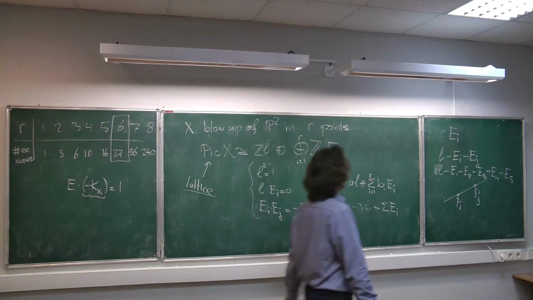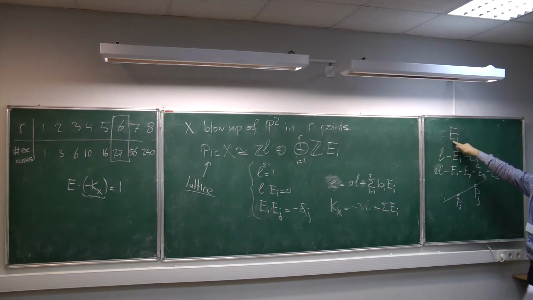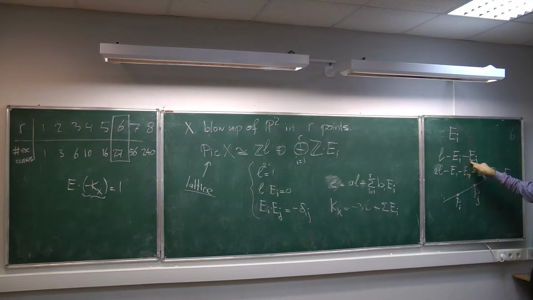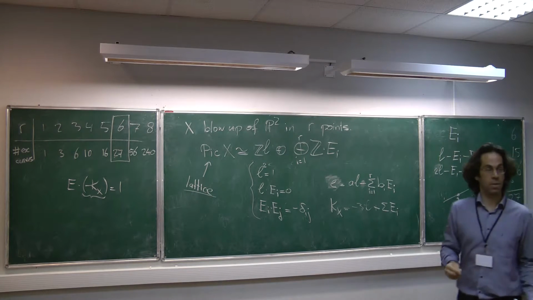So how many of these things do I have? If I look at cubic surfaces, I've blown up 6 points, so there's 6 of these. How many pairs are there among 6 points? 6 choose 2, that's 15. And how many quintuples do I have among 6 points? That's 6 choose 5, that's also 6. And it adds up exactly to 27. So there's my 27 lines.